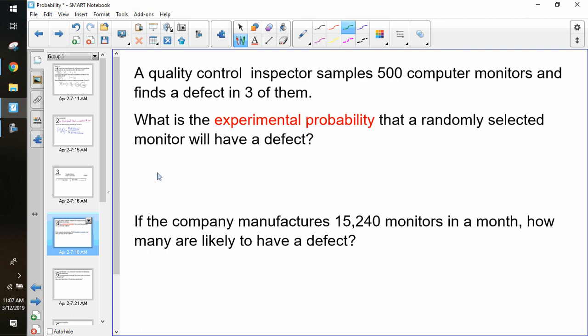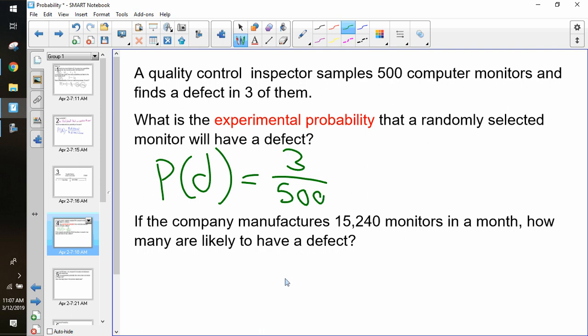So once again, for the probability of a defect, probability is the number of desired outcomes divided by the number of total outcomes. If I'm looking for a defect, how many defects did I find? 3. So my desired outcomes is 3. How many total computers did we check though? 500. So 3 over 500 is my desired outcomes divided by my total outcomes. I can then divide 3 by 500, and this will give me my probability, which is 0.006.